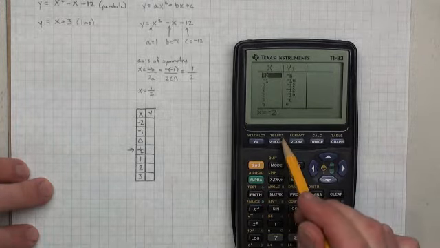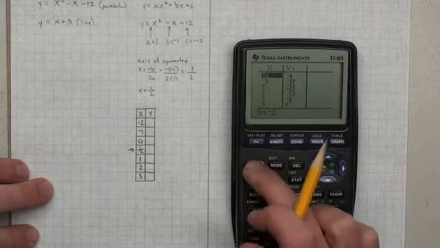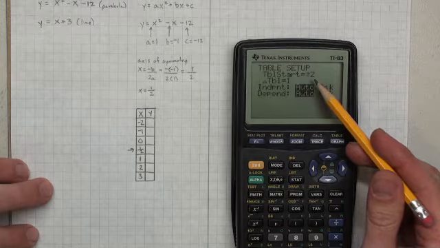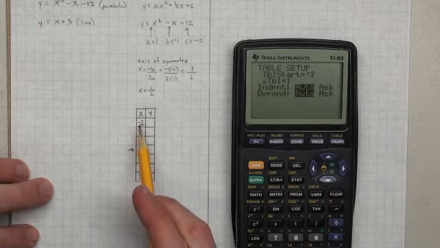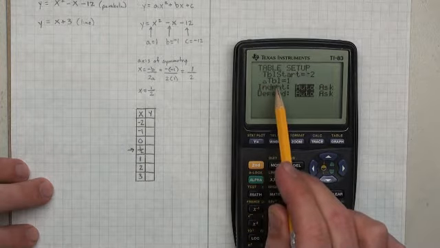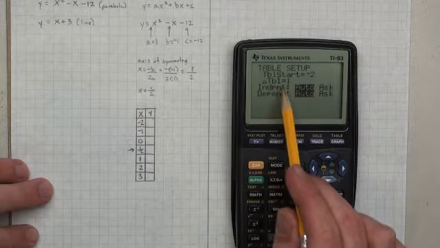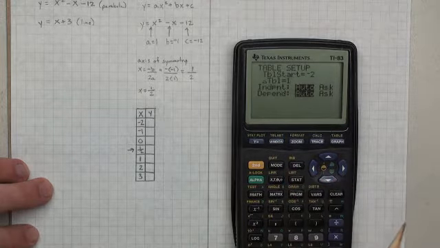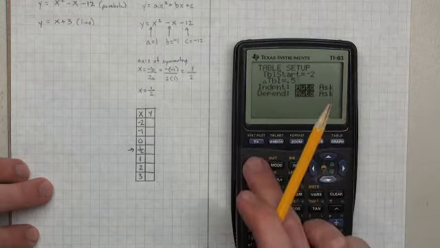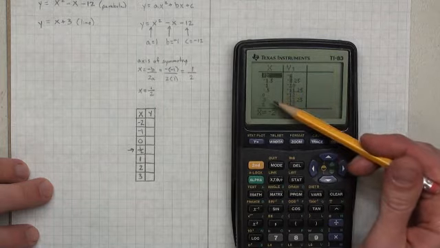So I'm going to go into table settings. That's this table set right here. So I'm going to hit second window. And it says the table starts at -2, which is good for us because our values start at -2. Now that little triangle TBL, that's the change in the table. That means how much do you want the table to increase by. We want to change that to 0.5. Alright, and that's it. Now we just hit second table. And now look, it's going by 0.5 each one.